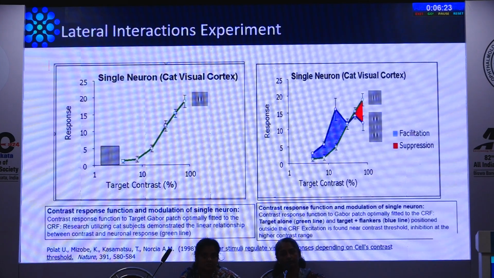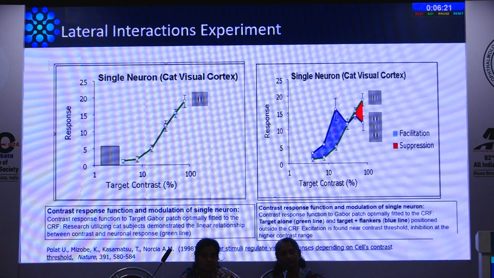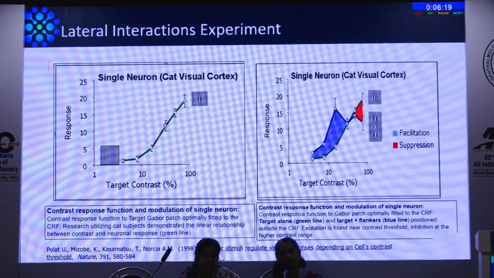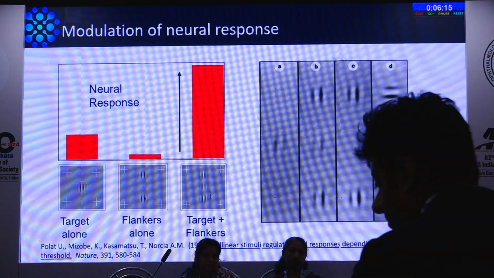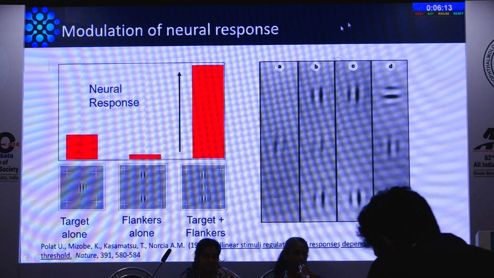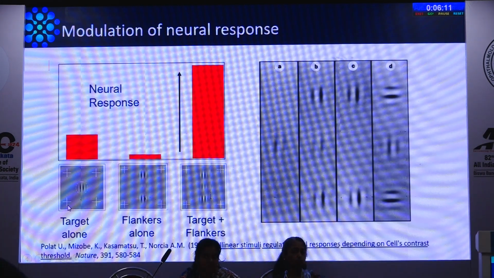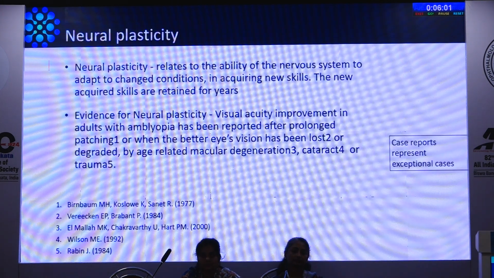So these were the experiments, and they found that if you just give the target, it doesn't improve much, compared to when you give the target along with the other flankers. They compared the neural response with just the target alone, the neural response with the flankers, and the neural response with both the target and the flankers, which gave more response. That is because of lateral interaction. So that is the second point. The third is neural plasticity, which I already mentioned.